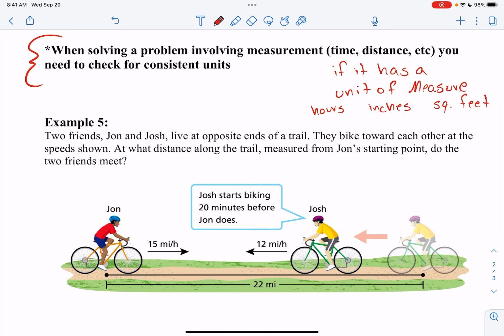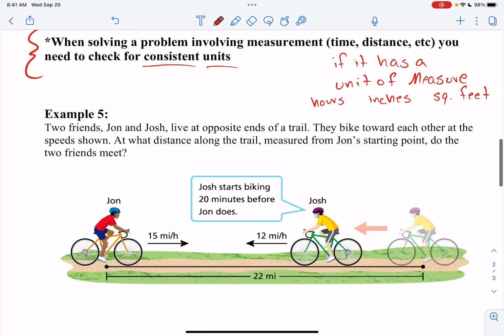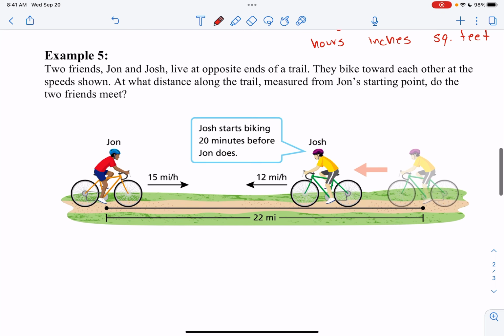If it has a unit of measure, I need to check for consistent units. I need to make sure that my units are the same throughout the entire problem because I can't be working in an equation and have both seconds and hours in the equation. If I'm dealing with hours, I have to stick with hours. If I'm with seconds, I have to stick with seconds. So it might involve some unit conversion. Okay. So now we're going to go ahead and solve a problem.